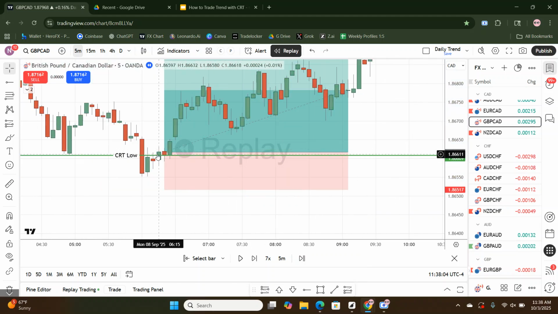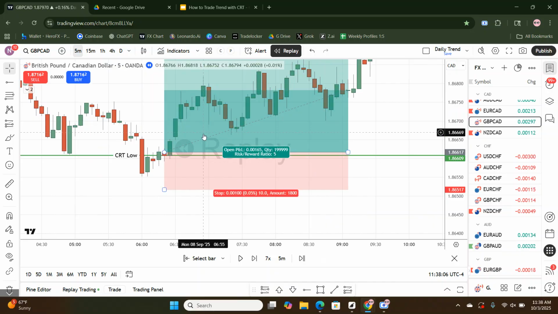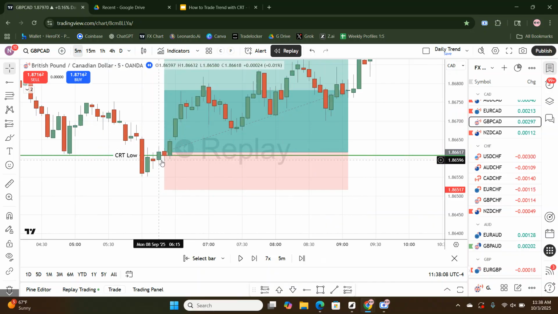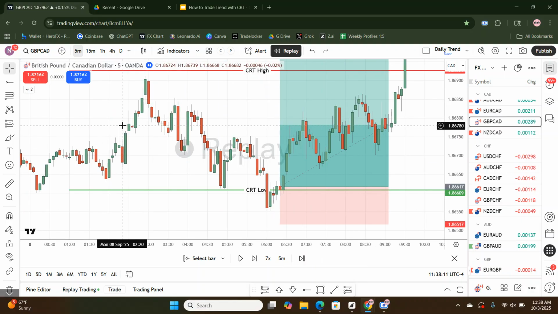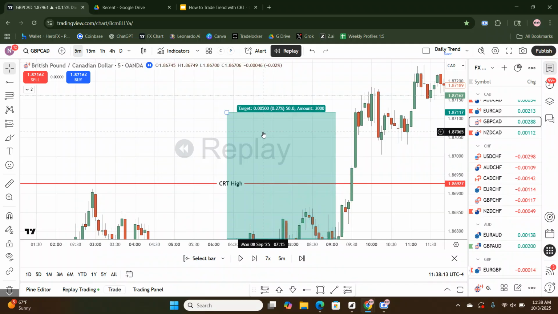All right, so see this green candle right here? 6:15, it closed into 6:15, 6:20, either way. Okay, that's when it closed back inside the range. That's our entry. And it gave us an easy 50 pips. That's 1 to 5 using a baseline as trend.